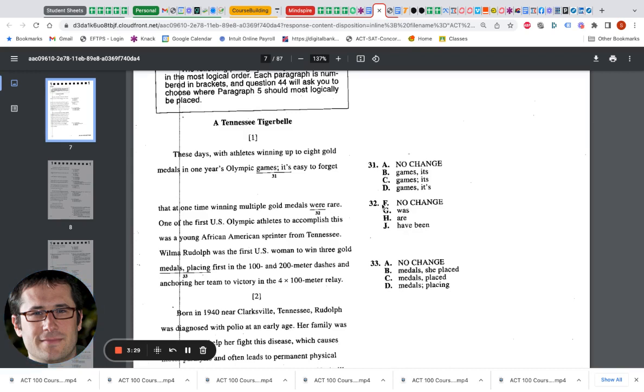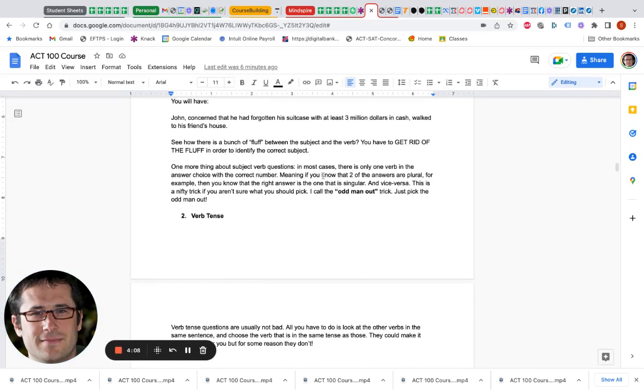And it is. Because what's the subject? The subject is winning. And that's what makes this a little bit harder. Winning is a gerund. It's not a verb. This is a noun, right? Imagine you can have a sentence that would say, winning is fun. What's winning there? It's a noun. It's a thing, right? Winning. So winning was rare. And notice the fluff, multiple gold medals. That's the fluff. And that's what's there to confuse you. It looks like the subject might be medals, but it's not. It's winning. All right. So this is a perfect example of getting rid of the fluff and noticing the odd man out. All right, let's look at verb tense.